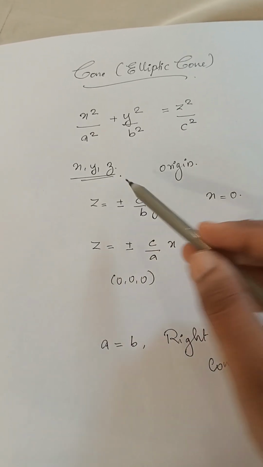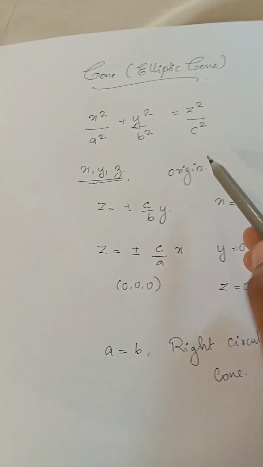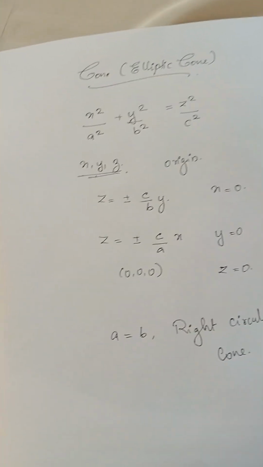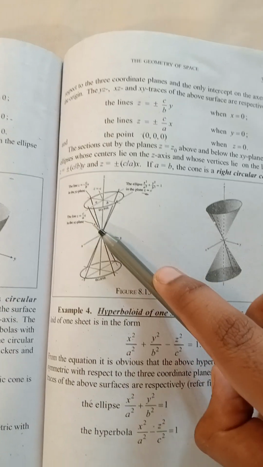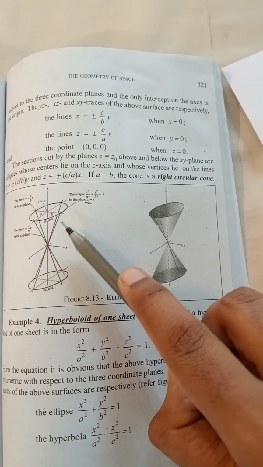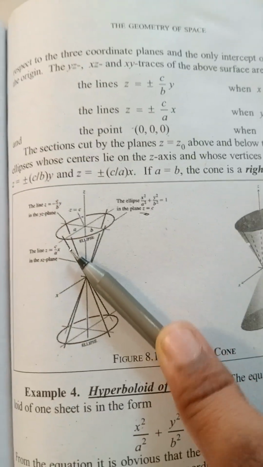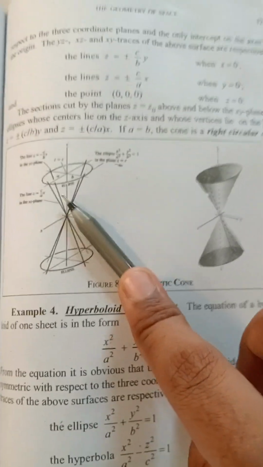From there we understand it is symmetric with all three x, y and z axes, and the only intercept lies at the origin. The two lines cut by the plane z is equal to z naught in the xy plane are z is equal to plus or minus c by b y, and z is equal to plus or minus c by a x. With this we are able to say that if a is equal to b, the cone is a right circular cone. Thank you.